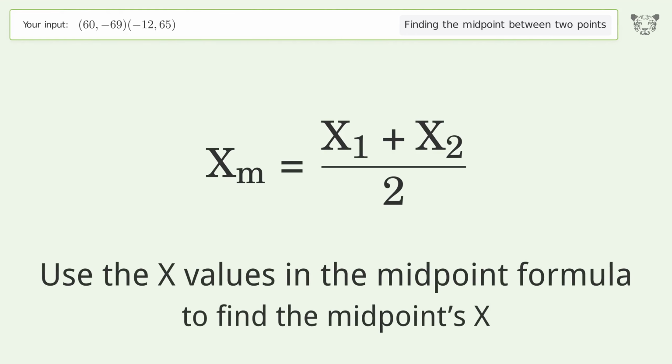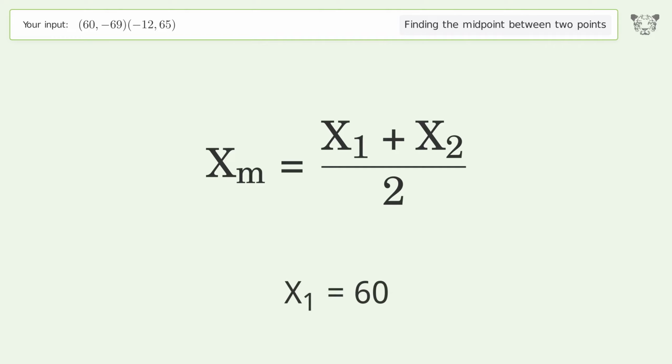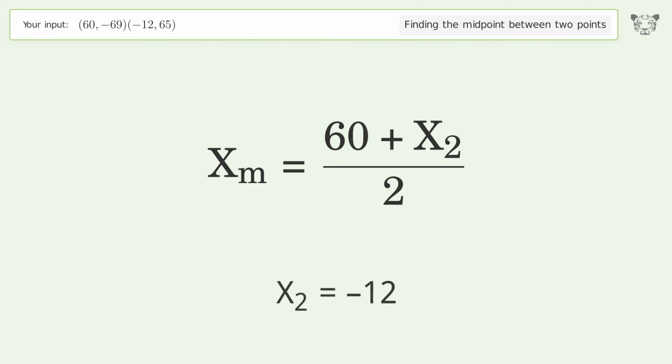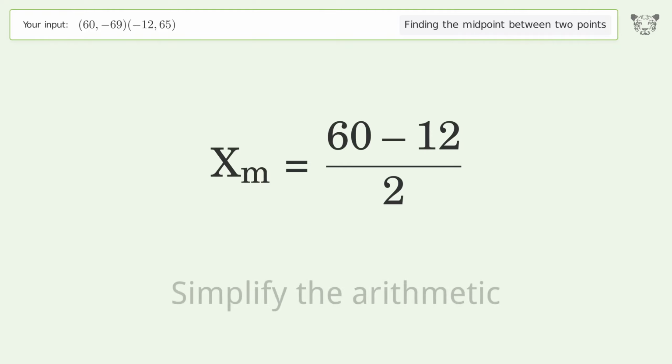Use the x values in the midpoint formula to find the midpoint's x. x1 equals 60. x2 equals -12. Simplify the arithmetic.